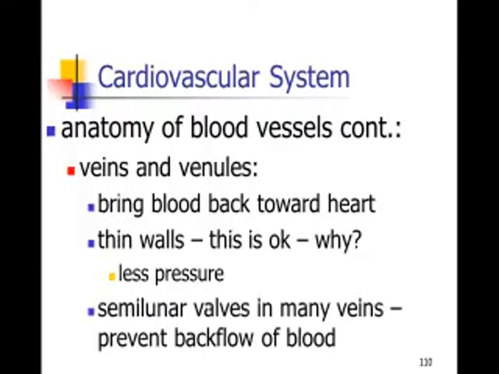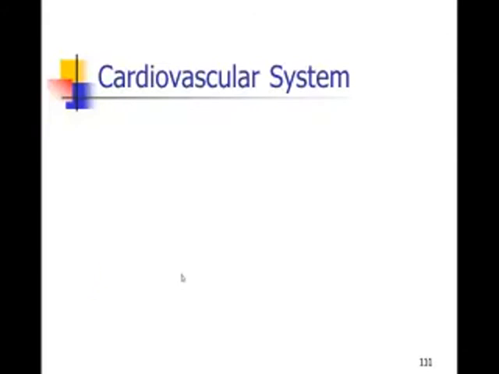Also, in many of the veins, there are going to be semilunar valves, and these are going to have three cusps. We talked about semilunar valves before, and those semilunar valves are one-way valves. They're going to prevent blood going the wrong way. And this works in conjunction with the skeletal muscle pump to return blood from the lower appendages back to the heart.